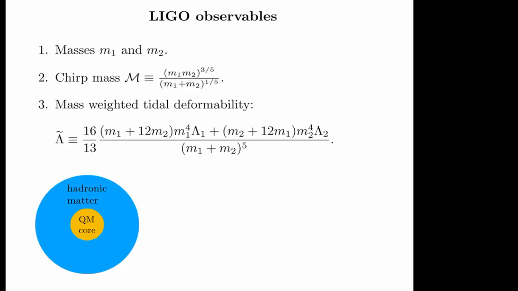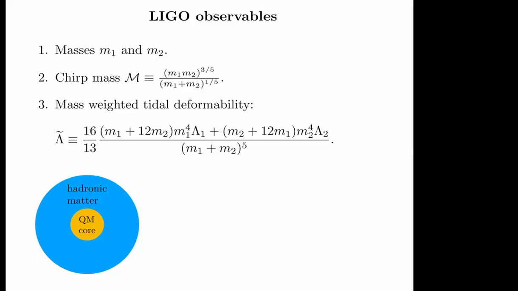I should say, by the way, that I'm going to assume throughout this talk that M1 is the greater of the two masses. The next observable that LIGO measures with some degree of fidelity is the so-called mass-weighted tidal deformability, this lambda tilde quantity. It is just the individual tidal deformabilities of the neutron stars, lambda 1 and lambda 2, weighted by some combination of the masses. The lambdas themselves measure how the neutron star is deformed by the gravitational interactions with its neighbor.